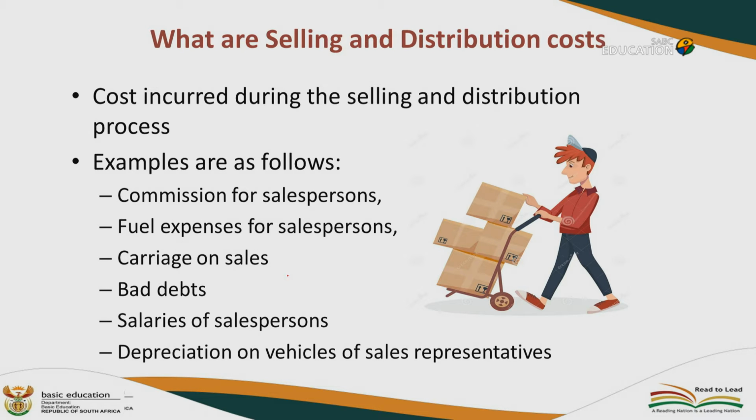Also, the picture there shows you someone delivering the finished goods. It means these items are now going to the customers. That's why we are talking about the selling and distribution cost. So the selling and distribution costs are the costs incurred during the selling and distribution process. And the examples are as follows. Those are your commission for salespersons, the fuel expenses for the salesperson, the carriage on sales, your bad debts, salaries of the salesperson, also the depreciation on vehicles of sales representatives.